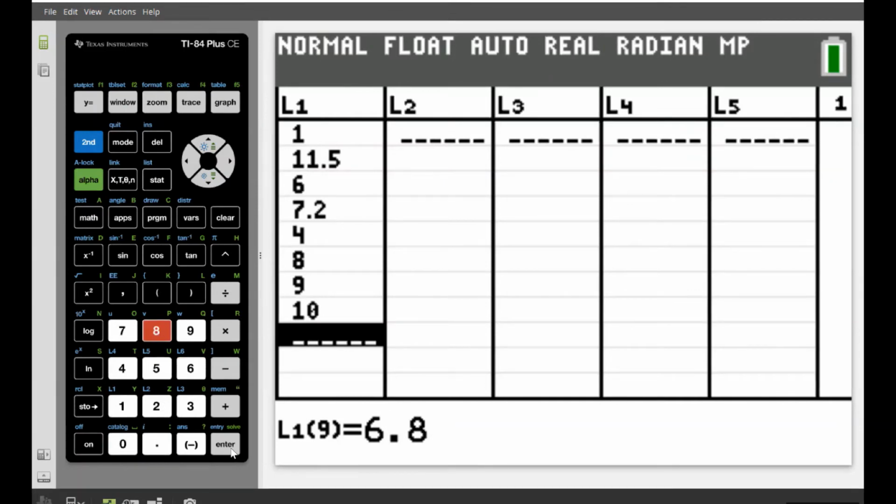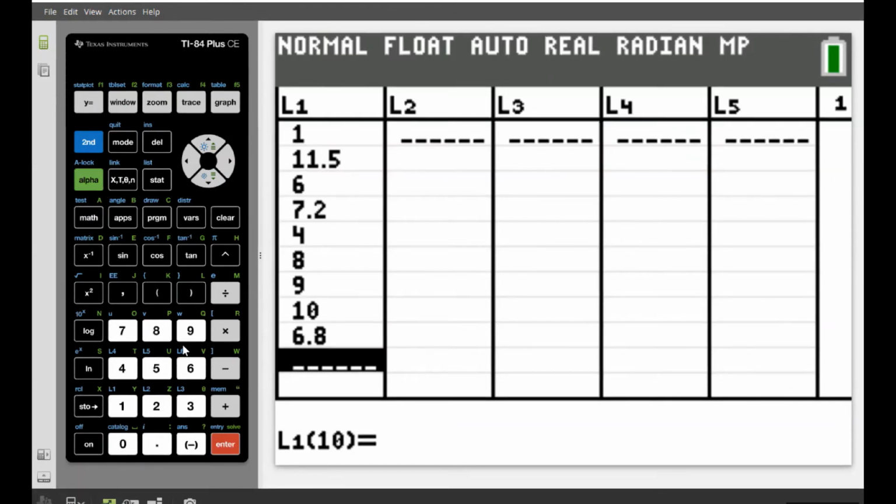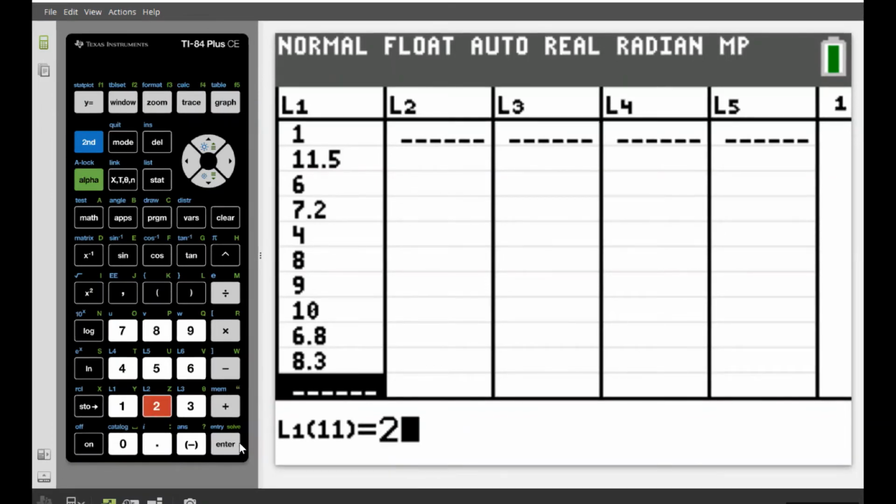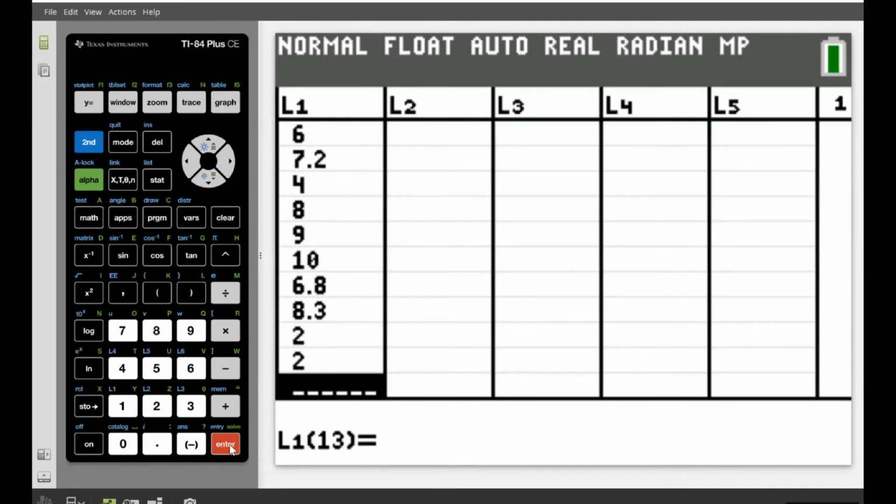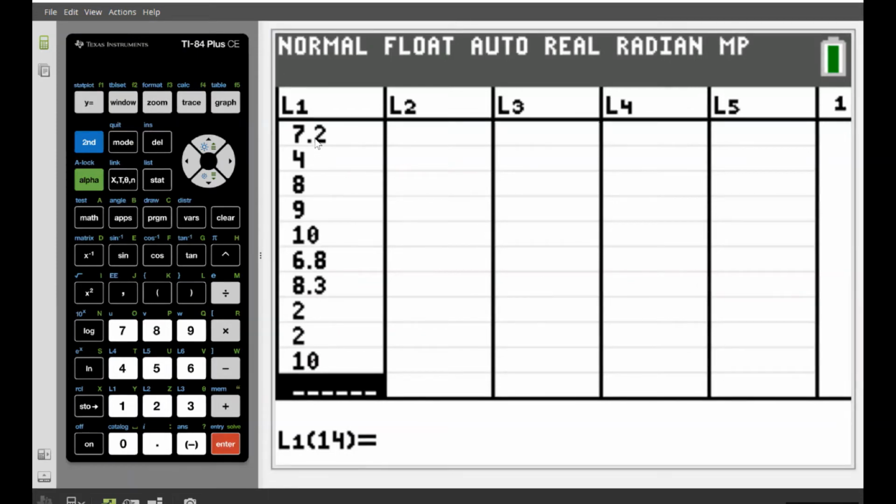Are we doing it right? Yes. 0.8. Then we have 8.3, 8.3, then 2, another 2, and 10.